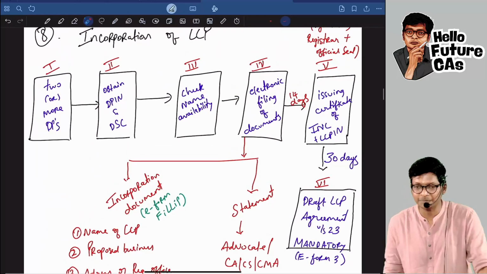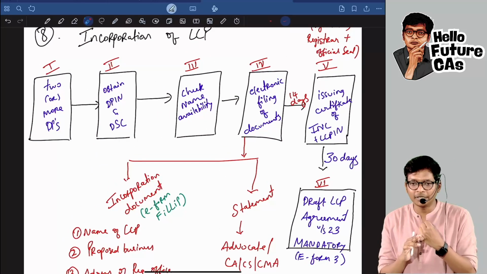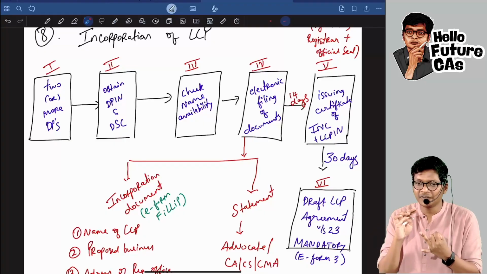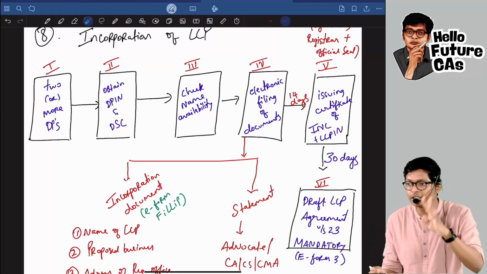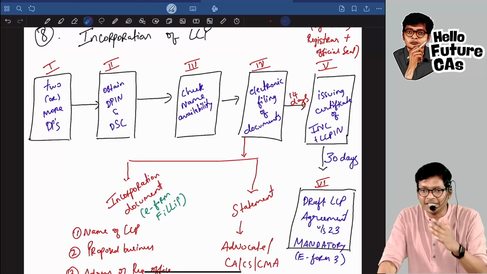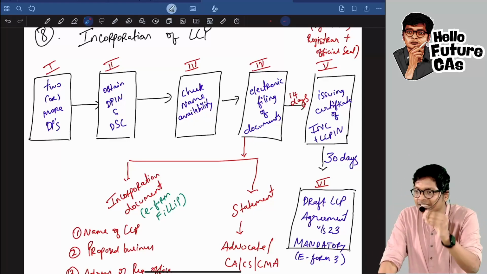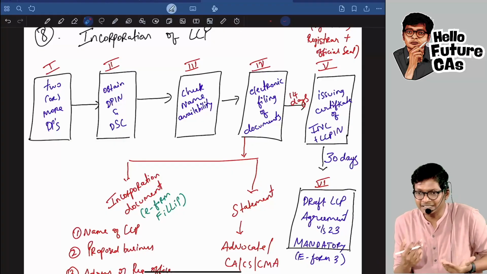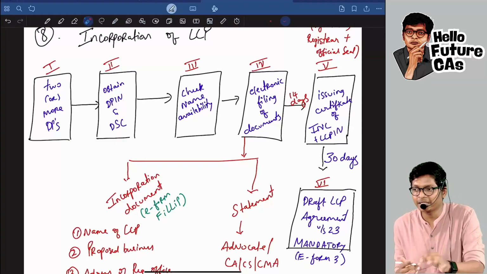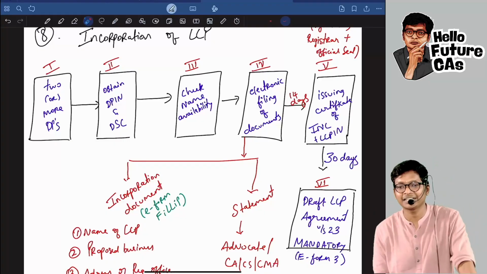What are the 6 steps, guys? First, find 2 or more DPs. For these fellows, you get DPIN and DSC. Then you get the name. Then you will file to ROC. Wait for 14 days. ROC will give you the certificate of incorporation with LLP PIN with their sign and seal. Then within 30 days, E-Form 3, LLP agreement. That's it. Full stop. Are you understanding, guys?